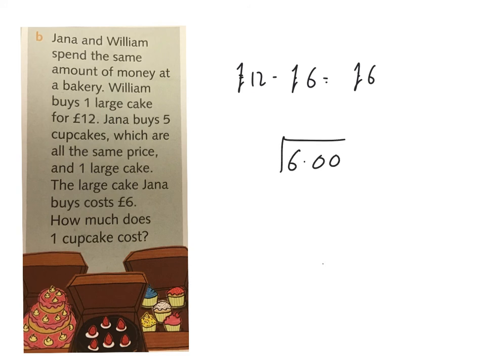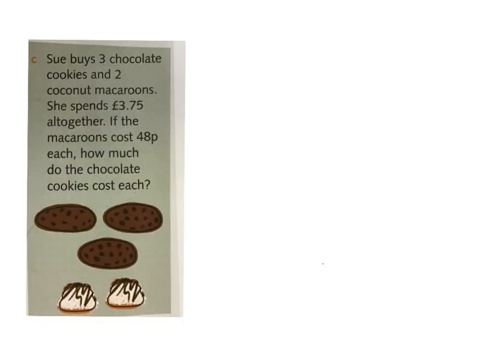So £6 divided by 5. And again, I'll just talk you through that sum just to make sure we're doing it correctly. So 6 divided by 5, well, there's 1 5 in 6 with 1 left over. Again, don't forget your decimal point. 10 divided by 5 is 2. And 0 divided by 5 is 0. So 1 cupcake costs £1.20. So that's your answer, £1.20 for 1 cupcake.